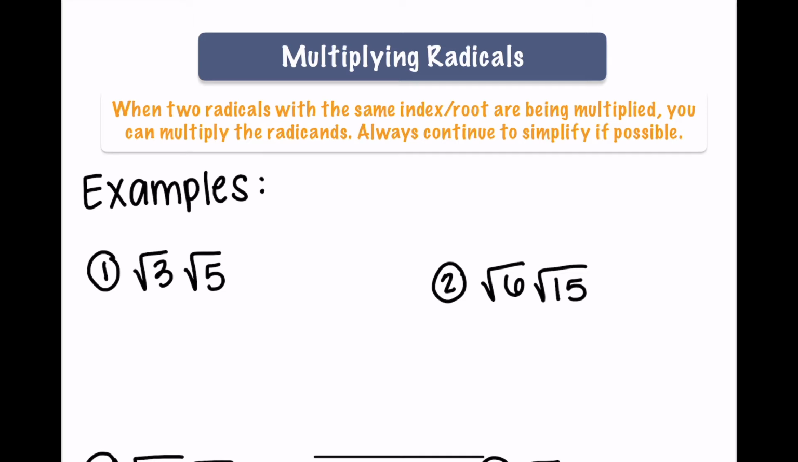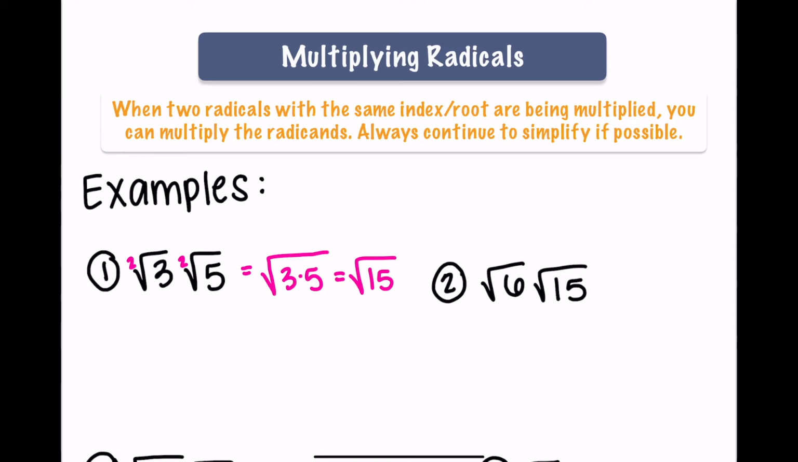So with radicals, when you're multiplying them, as long as the index or the root number is the same, you can multiply the radicands, or the things on the insides of the radical. So in example number 1, we can multiply 3 times 5 inside the radical because they both have an index of 2. So we can make this one radical of 3 times 5, which is just the square root of 15. Now, the square root of 15 can't be simplified because all it breaks down to is 3 and 5, or 15 and 1, and none of those are perfect squares, so we can't simplify this anymore.